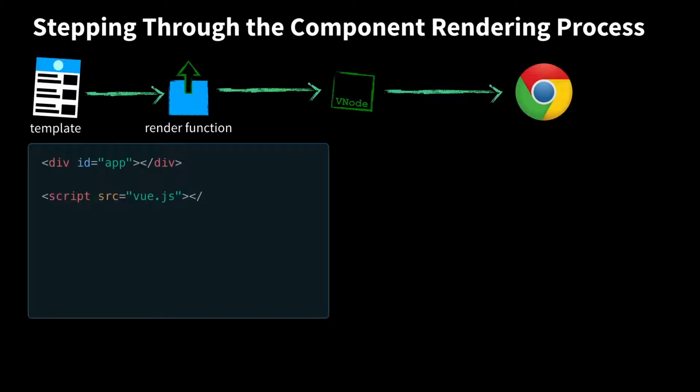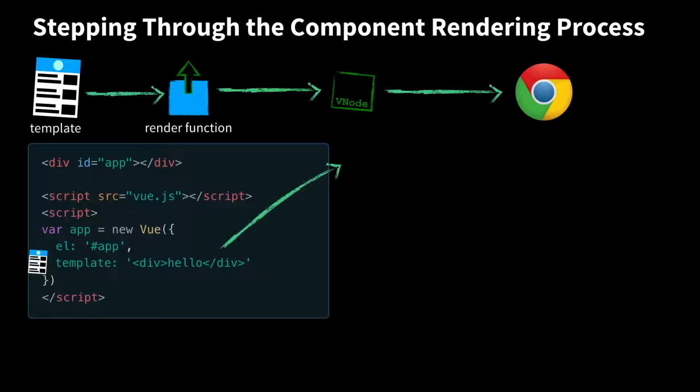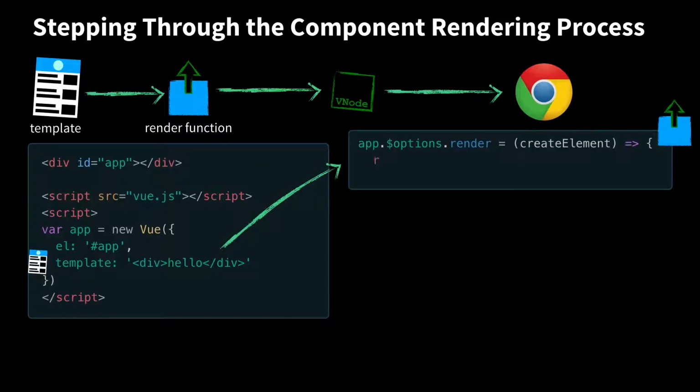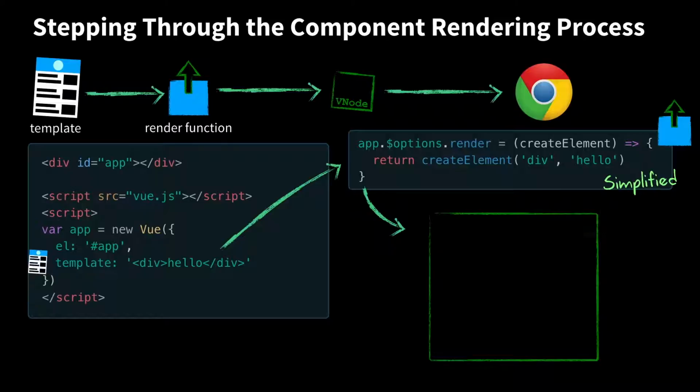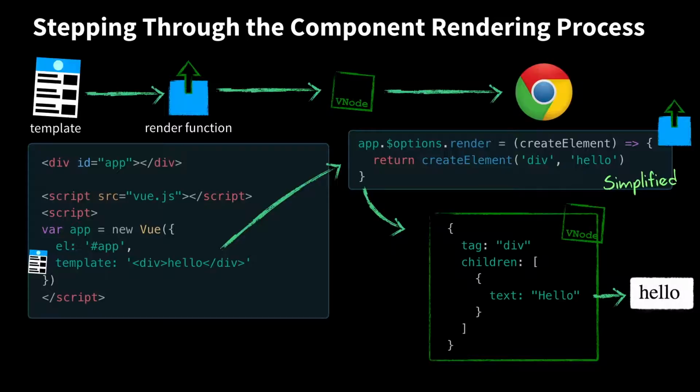Here you can see we have a simple Vue application with our root instance and a simple template. When this gets run, it creates a render function. If we loaded this in a browser and took a look in the console into the value of app options render, we would see something that looks like this. It's running create element with div and hello. This function returns this vnode you see here. It's just a plain JavaScript object. Vue takes this and creates a real DOM object, which we see in our browser.